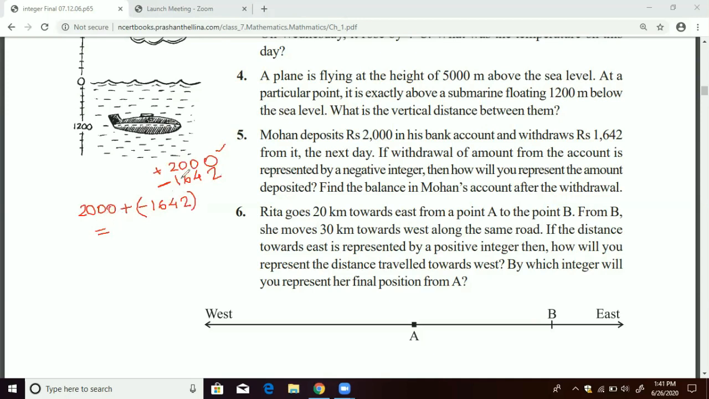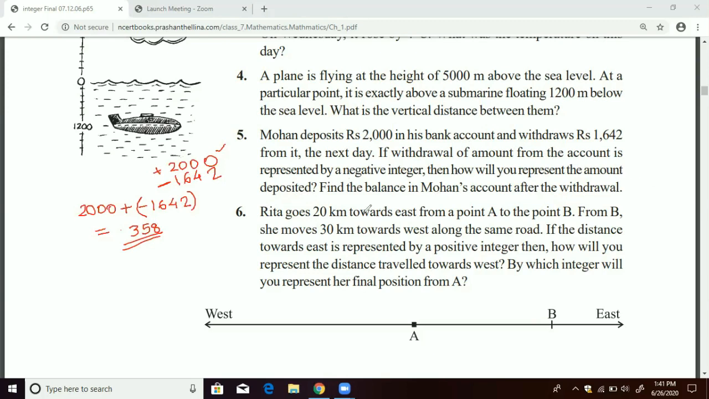So we are subtracting: 0 minus 2, 10 minus 2, 8, then 9 minus 4, 5, then again 9 minus 6, 3. When 1642 is subtracted from 2000, we get 358, which is the balance amount in Mohan's account. That's the answer of the fifth question.